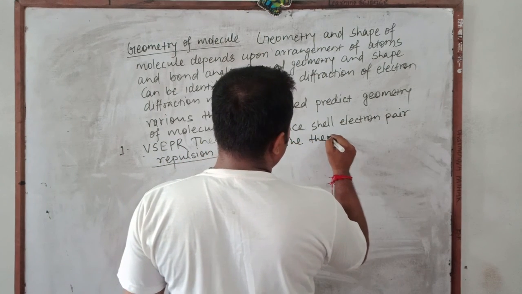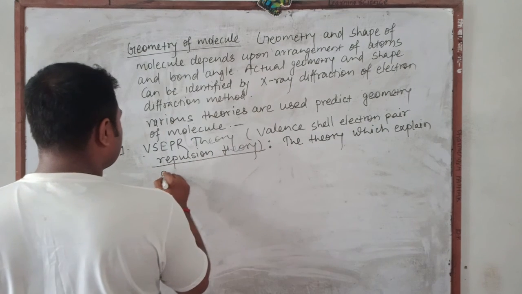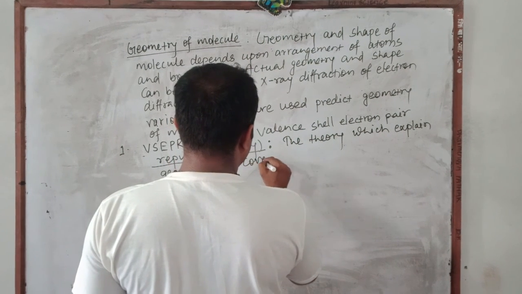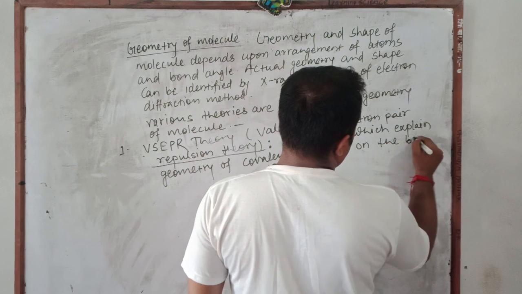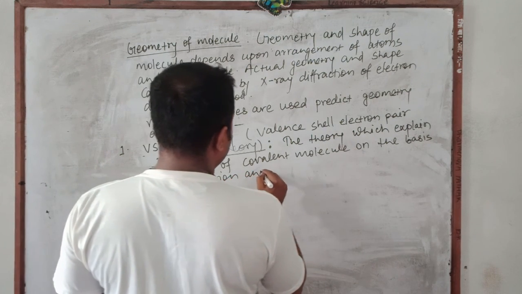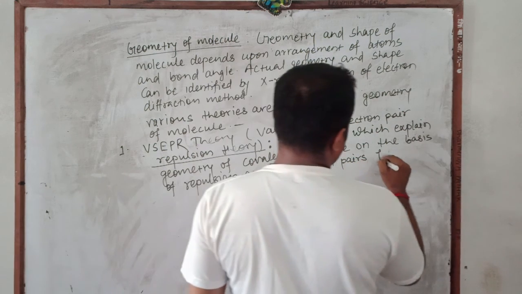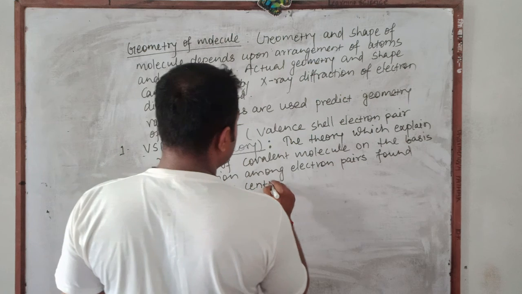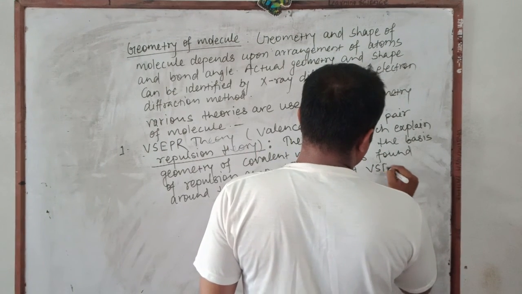Here we write: the theory which explains the geometry or shape of a covalent molecular compound on the basis of repulsion among electron pairs found around the central atom is called VSEPR theory.